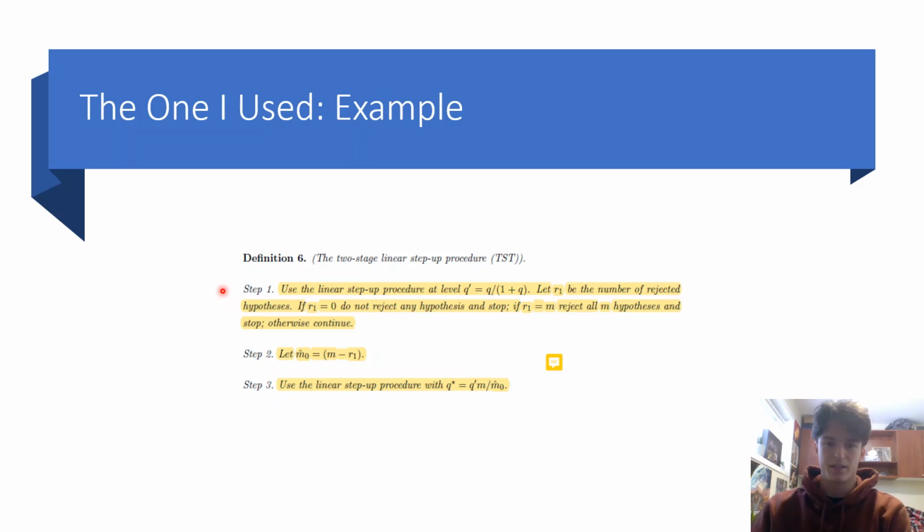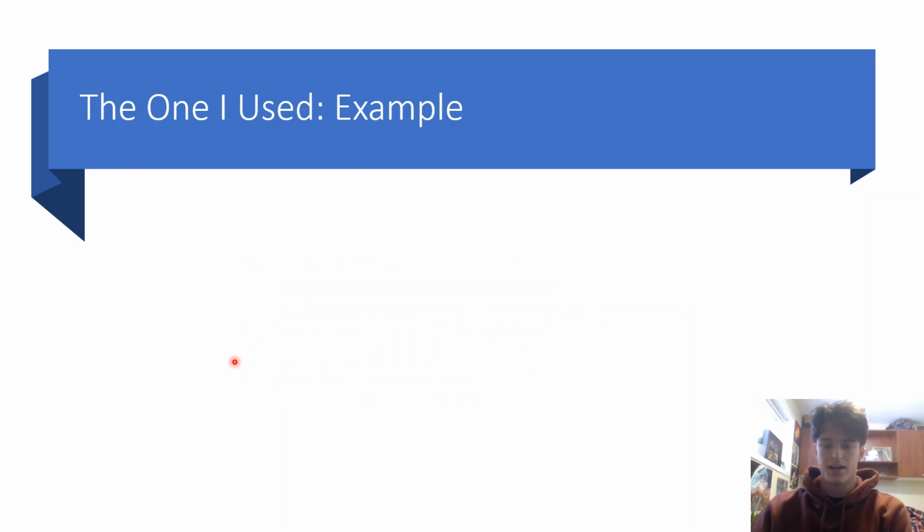So the basics, you're going to use the linear step-up procedure, and that's the procedure that I outlined earlier in the video with an example. And you're going to do it at level q prime. So that's going to be your desired level q, so it would be 0.05 divided by 1 plus q, so 0.05 divided by 1.05. So you just do that completely normal, just like the example I previously did, just with your new value q prime. And then let R1 be the number of rejected hypotheses. So yeah, that's kind of the first step.